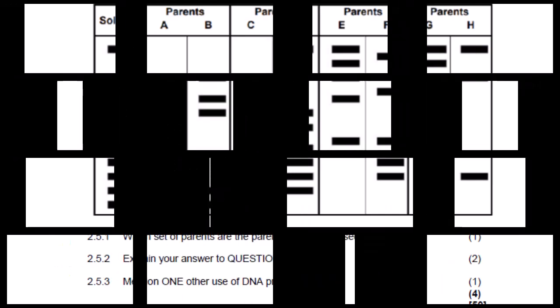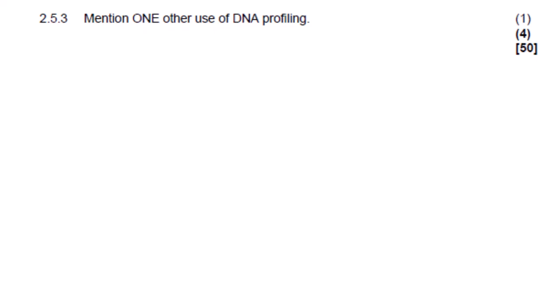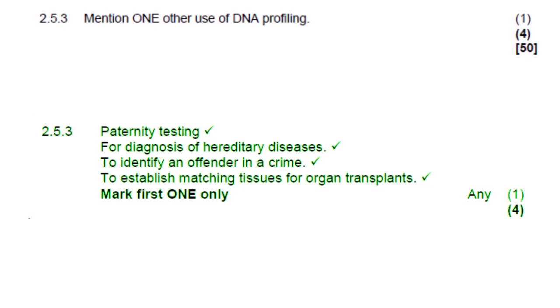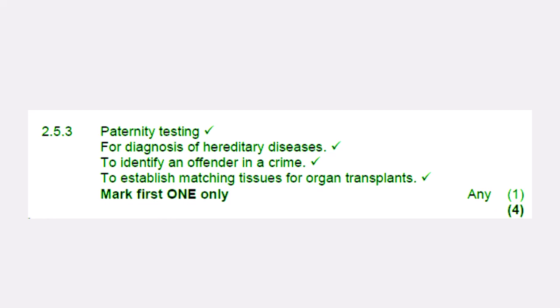2.5.3 mentions other uses for this technology. I know about crime scenes, but what else? The marking guidelines list a few vital ones: paternity testing, diagnosing hereditary diseases, and even establishing matching tissues for organ transplants to ensure the body doesn't reject the new organ.